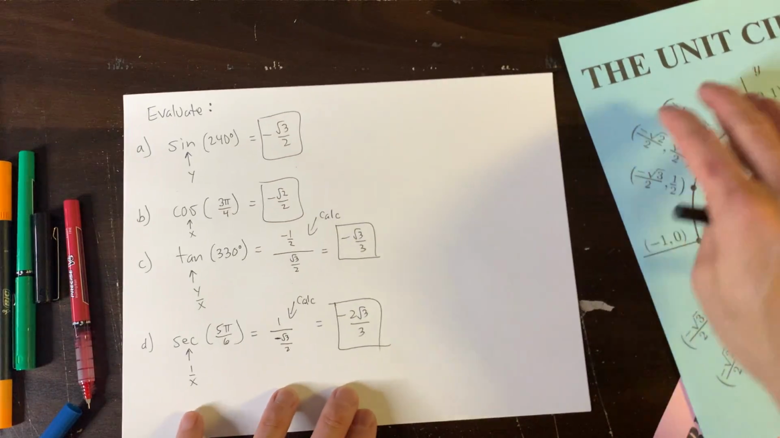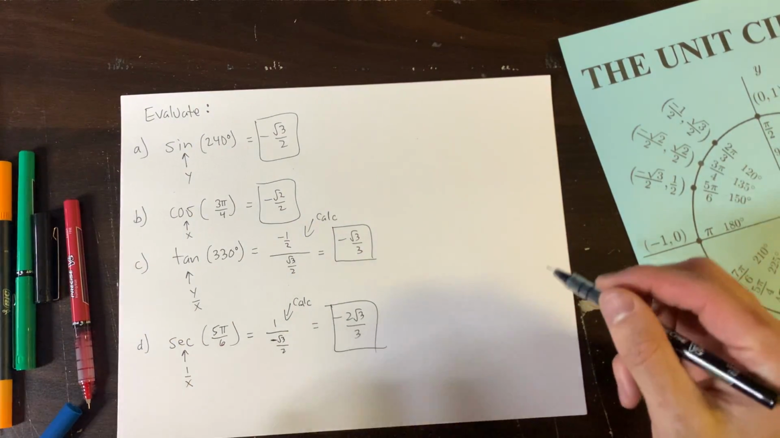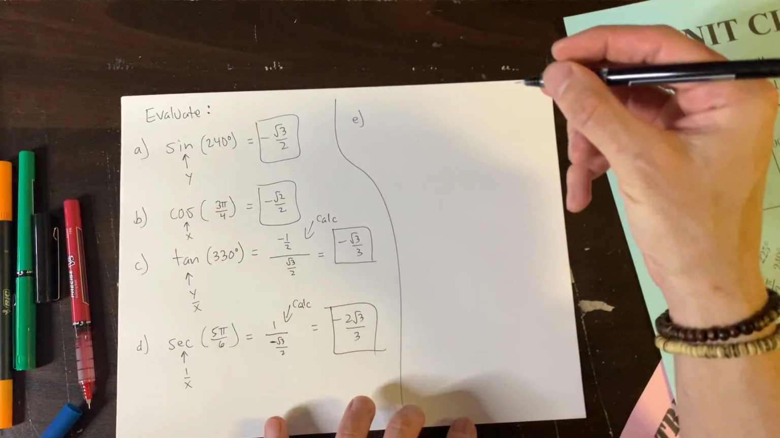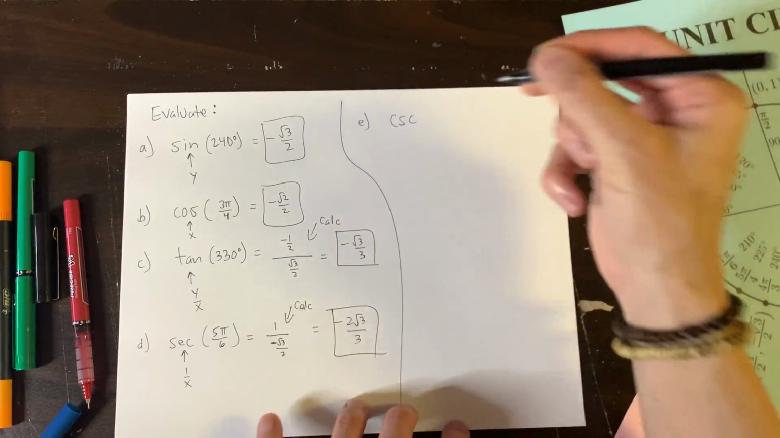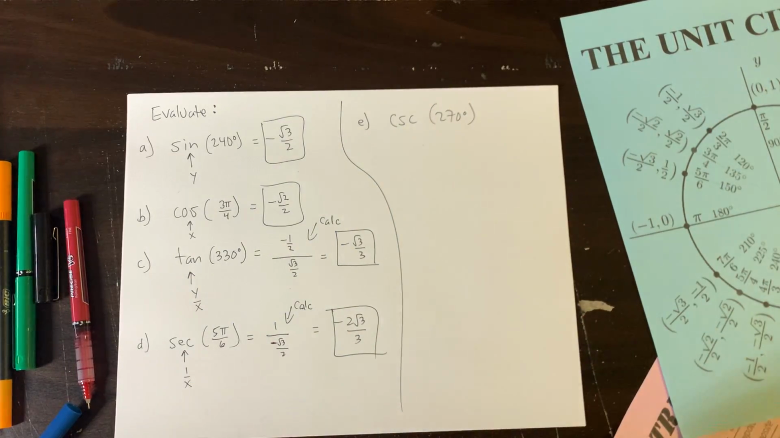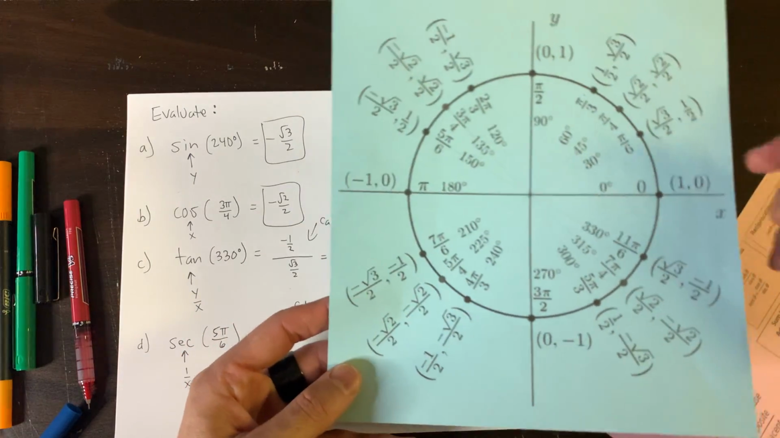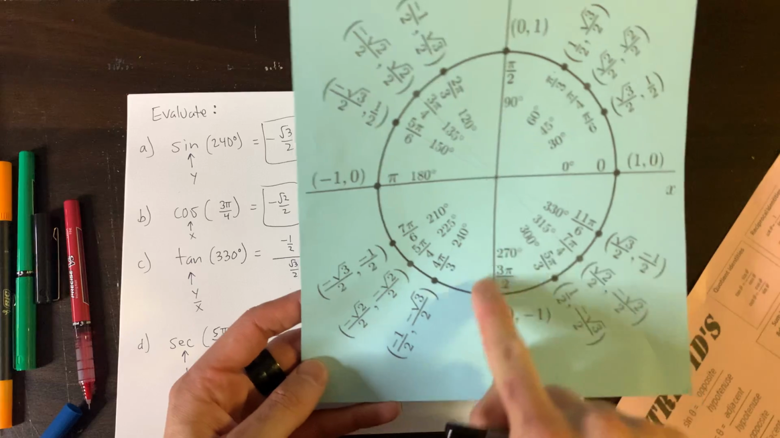Now let's try a couple more. Let's do 2 more, and then I'll stop there for today. So for part E, up here now, how about we look at the cosecant of 270 degrees. So let's see, handy dandy unit circle. 270 is, well, that's interesting. It's along one of the axes. So this is 270 here.